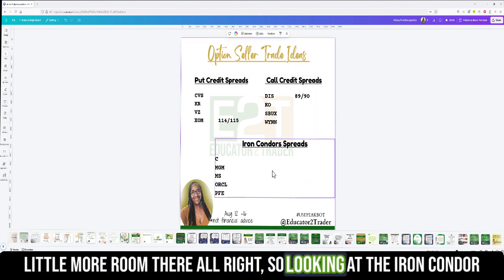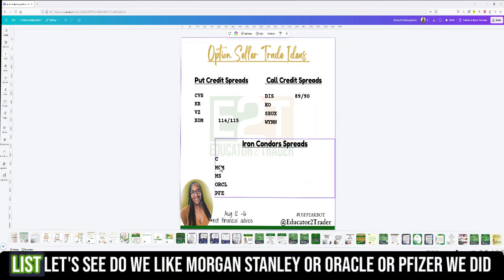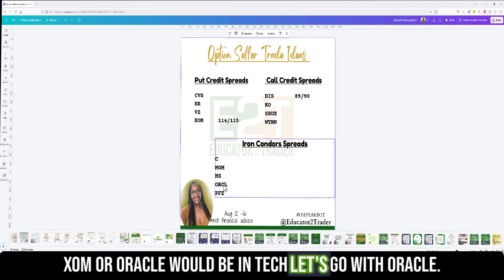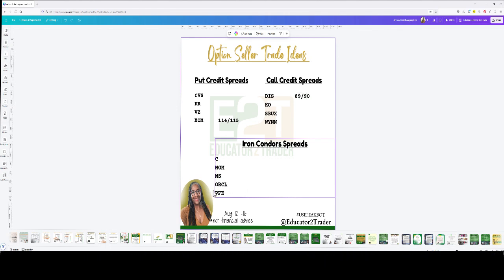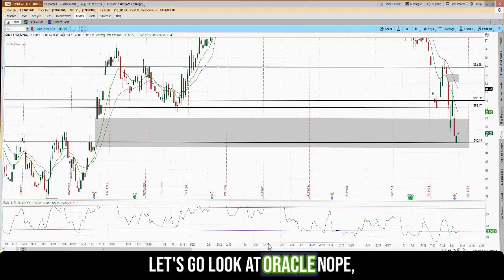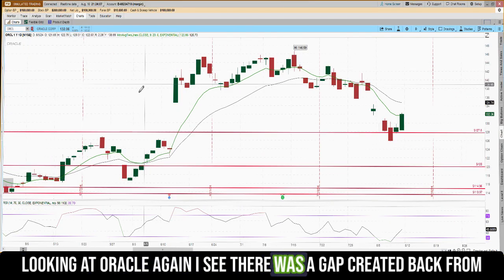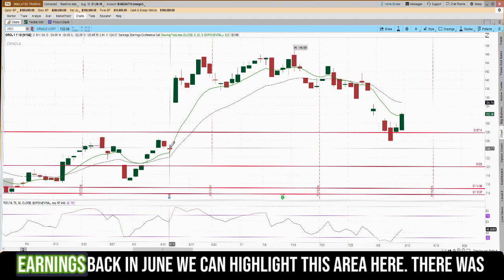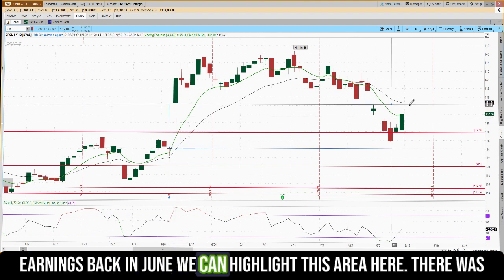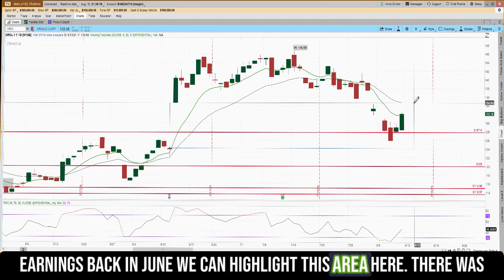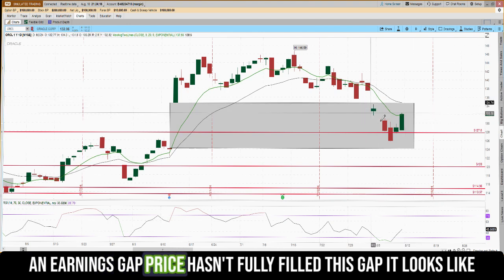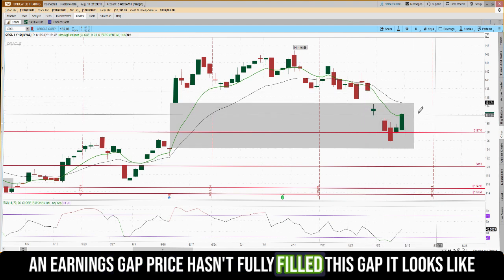All right. So looking at the Iron Condor list, let's see. Do we like Morgan Stanley or Oracle or Pfizer? We did Exxon. Oracle would be in tech. Let's go with Oracle. Let's go look at Oracle. Looking at Oracle, again, I see there was a gap created back from earnings back in June. We can highlight this area here. There was an earnings gap. Price hasn't fully filled this gap.